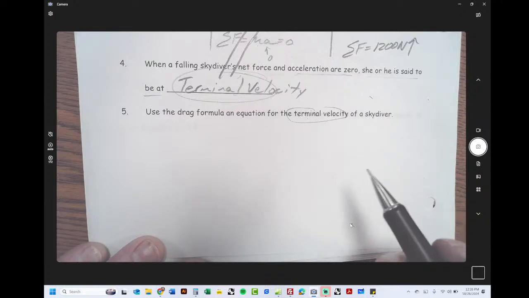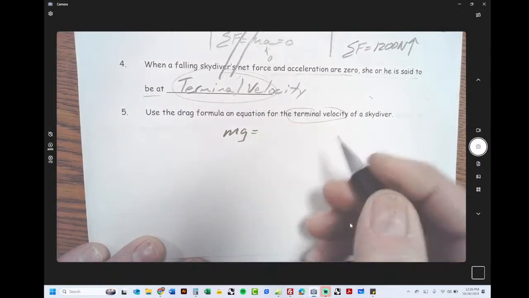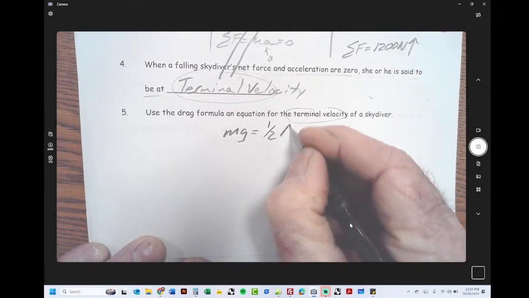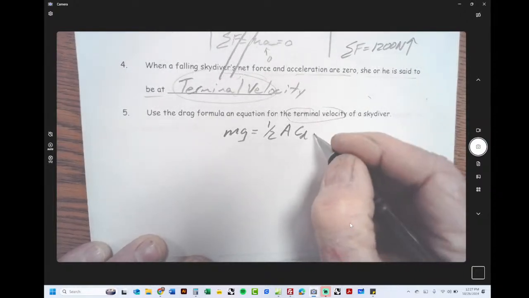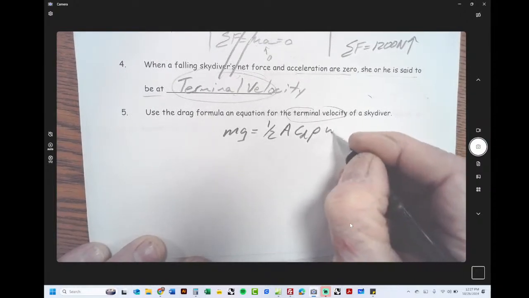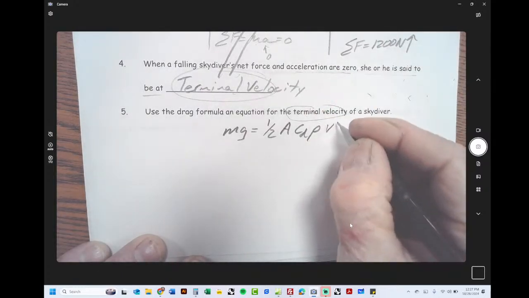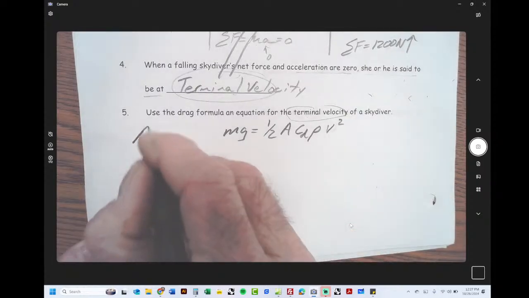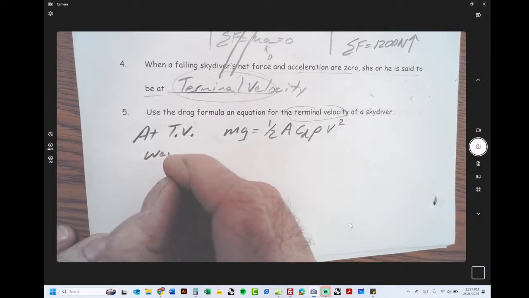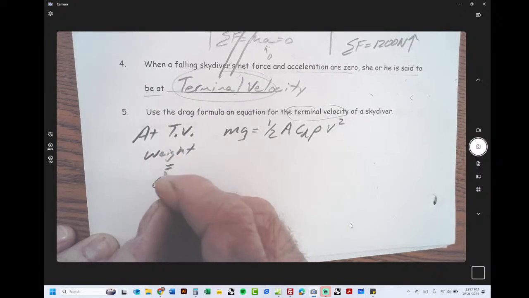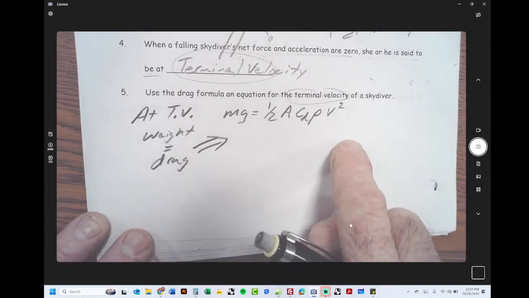Drag and weight are equal. What's the formula for weight? mg. What's the formula for drag? 1/2 times capital A times C sub D times rho times V squared. So at terminal velocity, weight equals drag. So this is just making weight equal to drag.